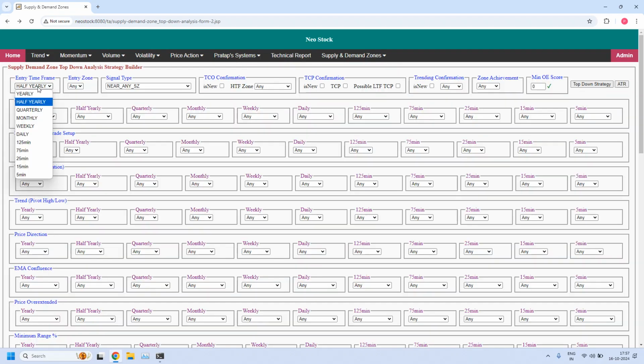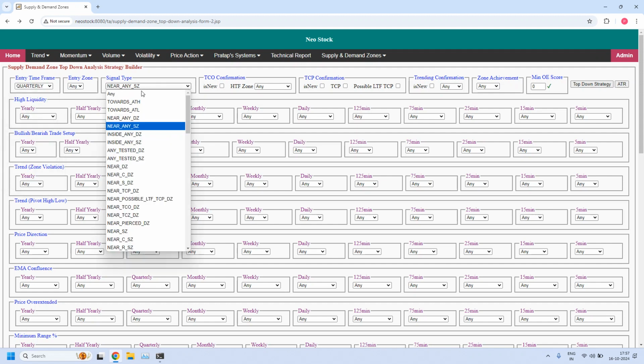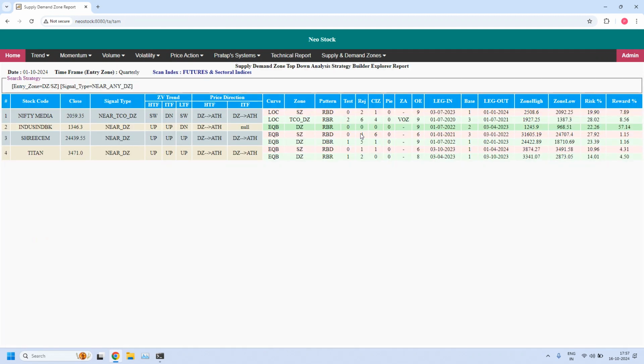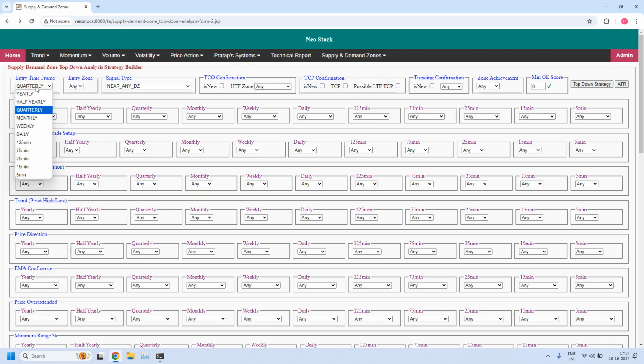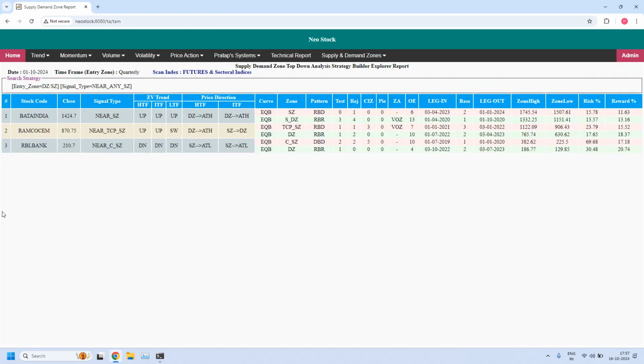Next time frame is quarterly. Let's find the stocks near the quarterly demand zone. 4 stocks are filtered near the quarterly demand zone. Next, for the quarterly time frame, let us find the stocks near the quarterly supply zone. 3 stocks are filtered.